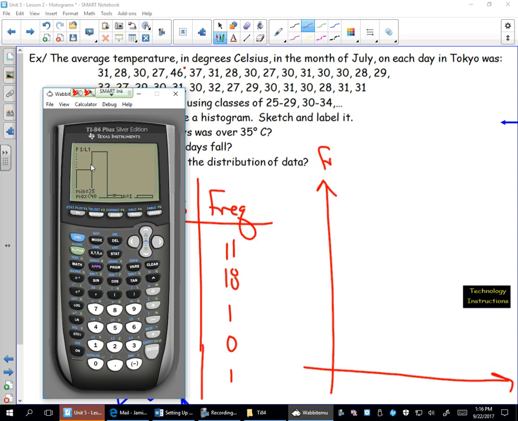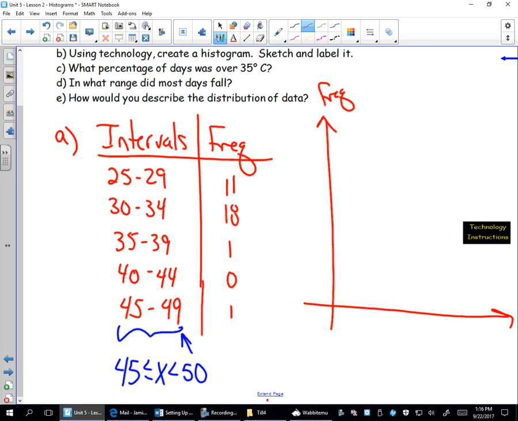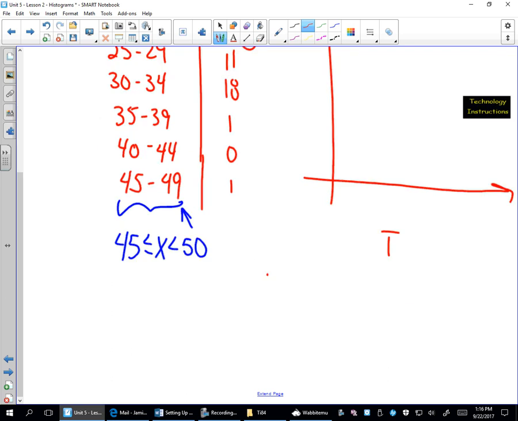Okay, so we've got frequencies. And we got our intervals. Our intervals are our temperatures. Temp. Okay. We need bars. We need 5 of them. 1, 2, 3, 4, 5. And the cutoff numbers are the ones that are on the ends. So we start 25. And then the next ones are going by 5s each time. Because remember, the idea is we're going to go up to but not including 30. Then up to but not including 35. And at the end, up to but not including 50.